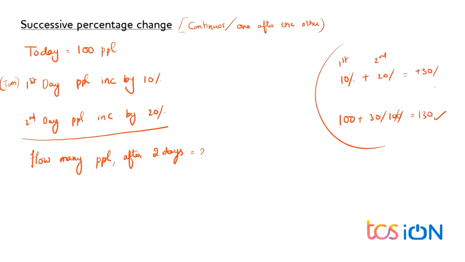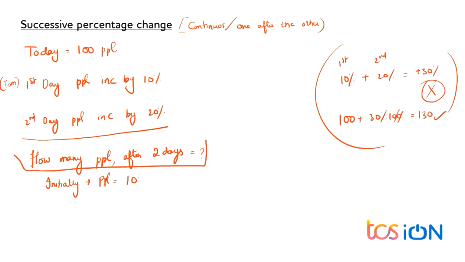But I'm sorry, you are wrong. This is a very, very wrong calculation. Why? I'll tell you. Let us go step by step, everybody. Let us take day one. Let us talk about day by day. Now, initially, how many are there? Count. So people are 100 in number.